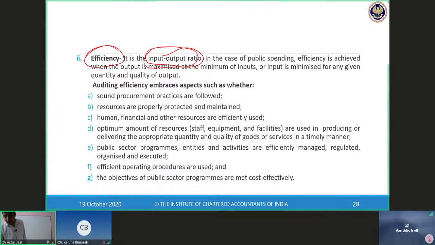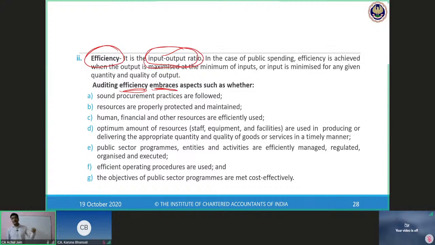So the audit of efficiency will embrace some of the aspects such as whether sound procurement practices are followed, whether resources are properly protected and maintained, whether human, financial and other resources are efficiently used, whether optimum amount of resources, staff, equipment, facilities are used in producing or delivering the appropriate quantity, quality, whether public sector programs, entities, activities are efficiently managed, regulated, organized, executed, whether efficient operating procedures are used, and whether the objectives of public sector programs are met in a cost-effective manner.